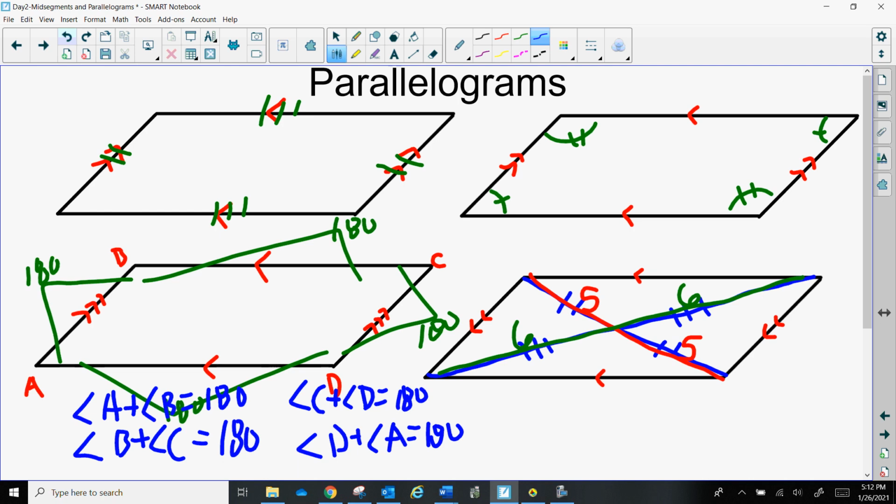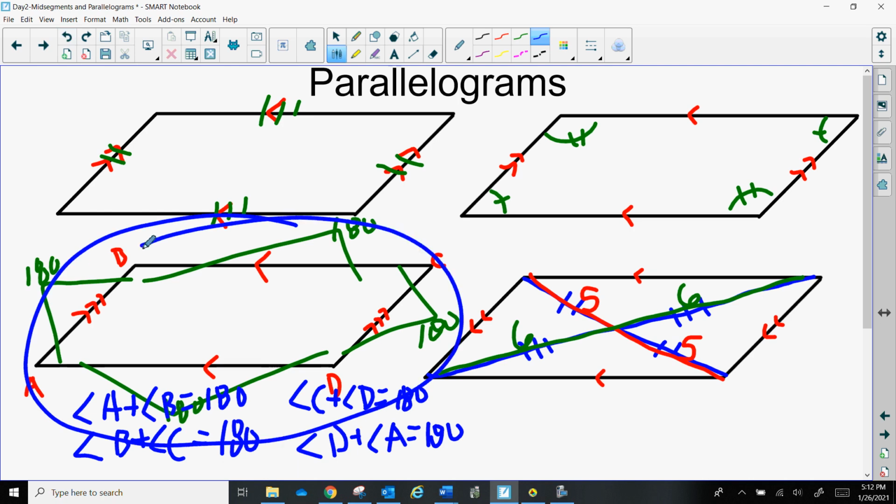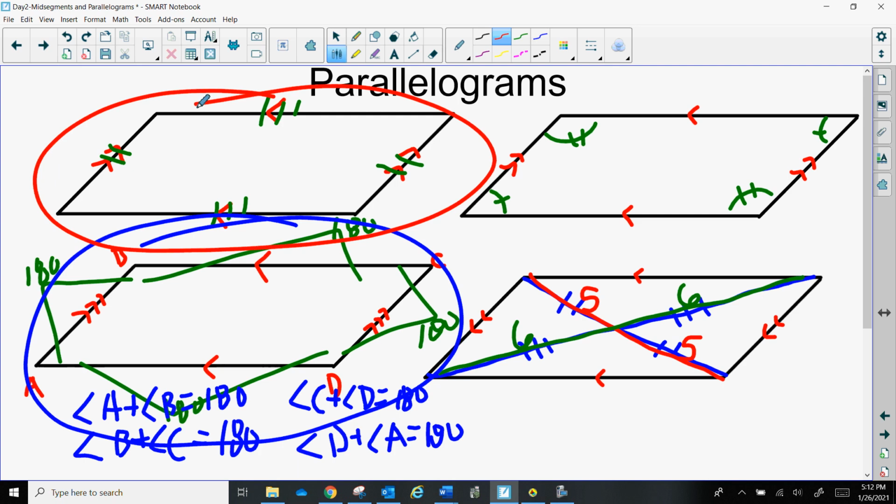So make sure you write those down and not only know the pictures, but how you'd say those in words. Okay, this one right here, how do you say that in words? Consecutive angles are supplementary. Write that down. Consecutive angles are supplementary.